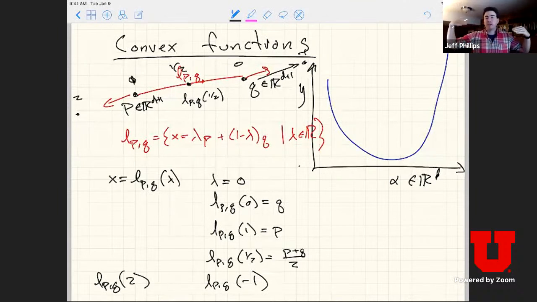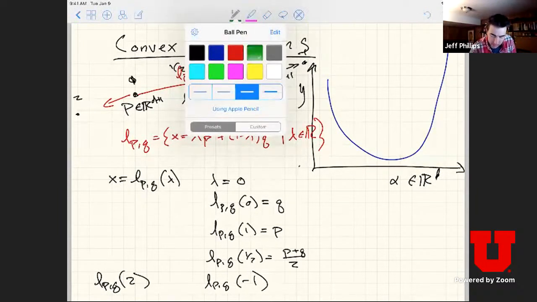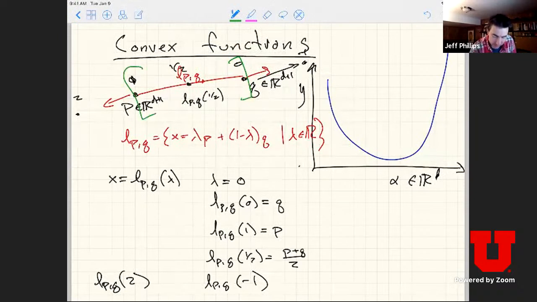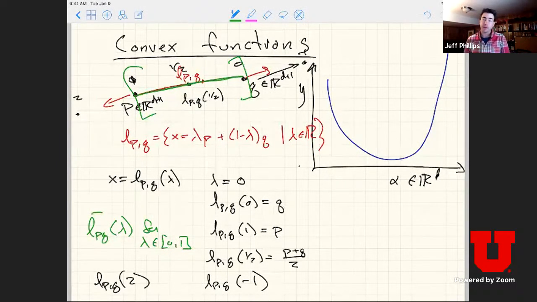This is another way of defining the span of points in high dimensions. We talked about span in linear algebra before. So this is a way of defining a line. And we're particularly interested in this region in here, this line segment, for lambda between 0 and 1, right? That's just going to be these values in between P and Q.